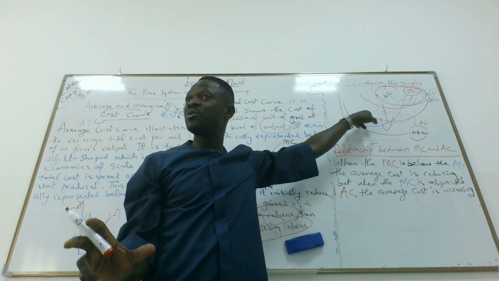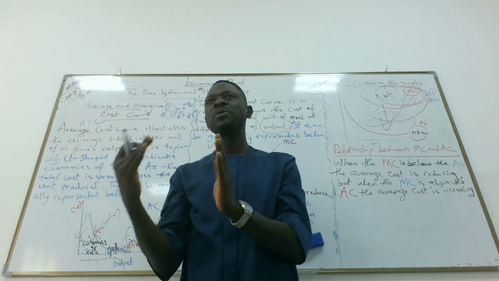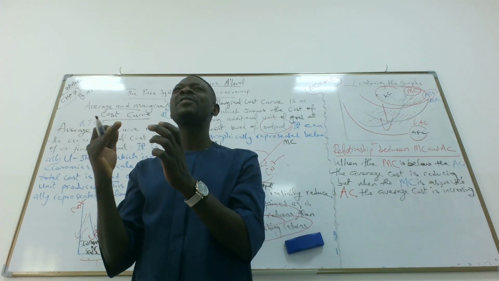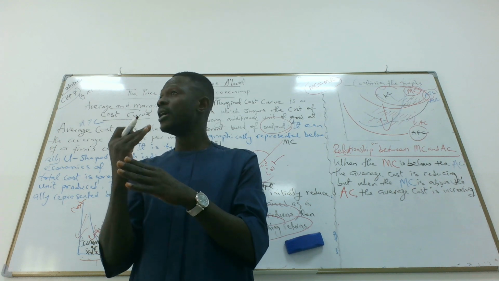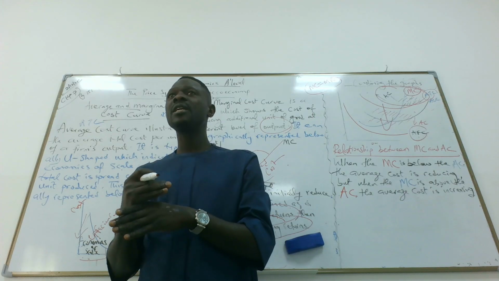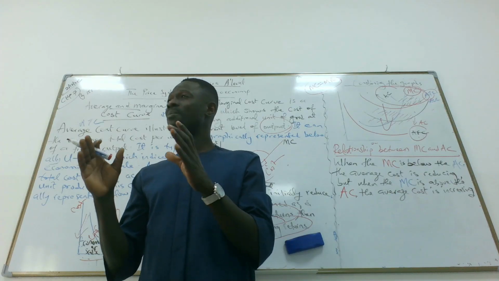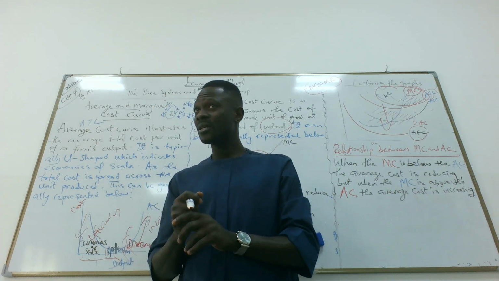Do you get the relationship between MC and AC? The relationship between MC and AC is how much our average cost is increasing or reducing, which means how much our average cost has changed over time. If your MC is below your AC, it means your AC is reducing. If your MC is above your AC, it means your AC is increasing. That's the relationship between the marginal cost of production and the average cost of production. Any question? No. Are you sure? Yes.